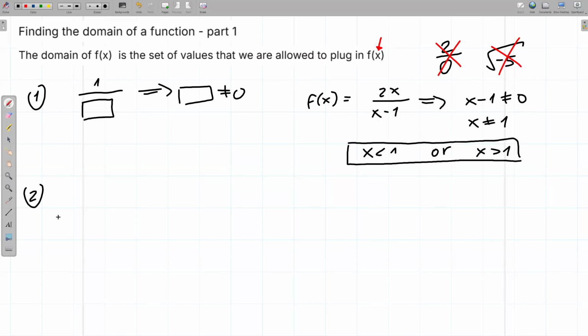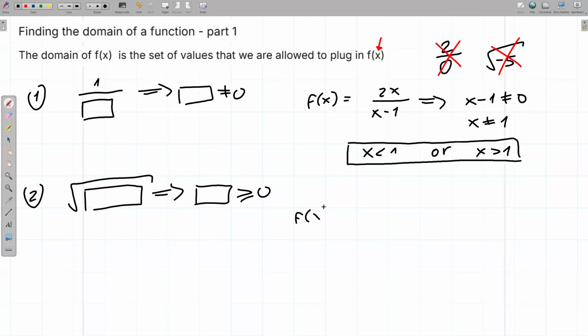A second rule will be that if we have a term in a square root, then this term must be greater or equal to 0. For example, if our f of x is the square root of x minus 1, then the domain will be all the x's such that x minus 1 is greater or equal to 0. So we will get x should be greater or equal to 1.